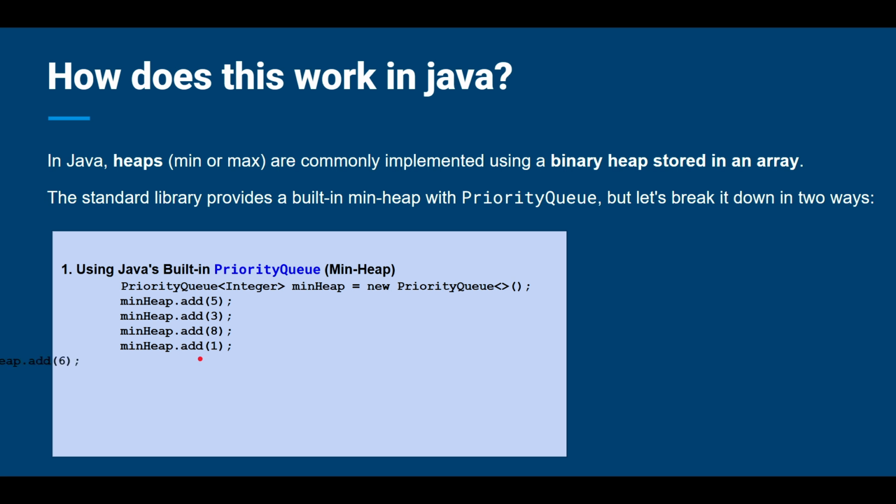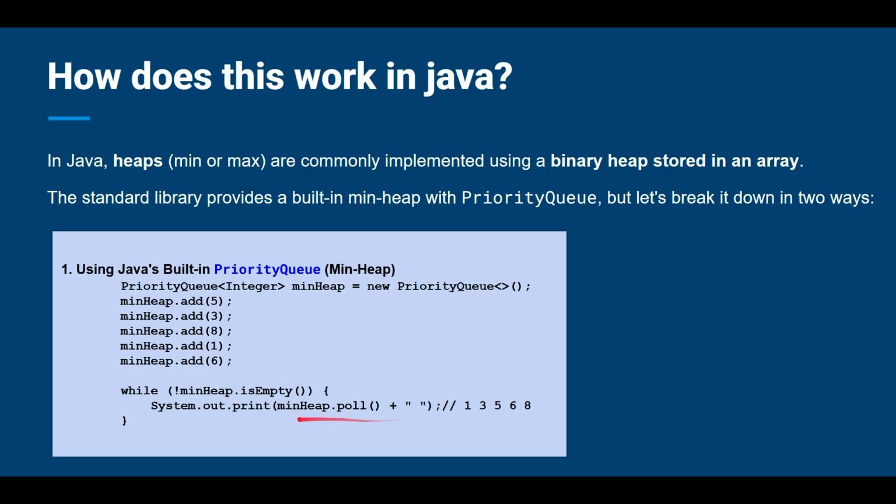All the elements get added here. Then you just need to loop while the min heap is not empty. If it is not empty, you print the value of minHeap.poll, meaning you are removing the element from here. You will see that after adding all these values, in the order 5, 3, 8, 1 and 6, and polling them out, they come out ordered.